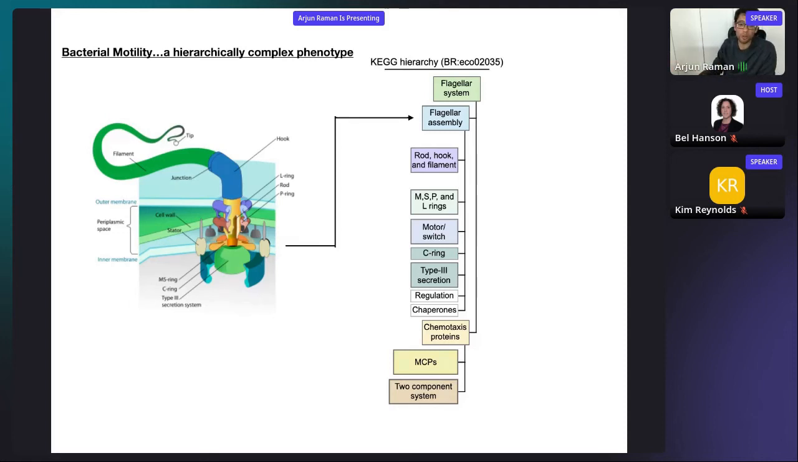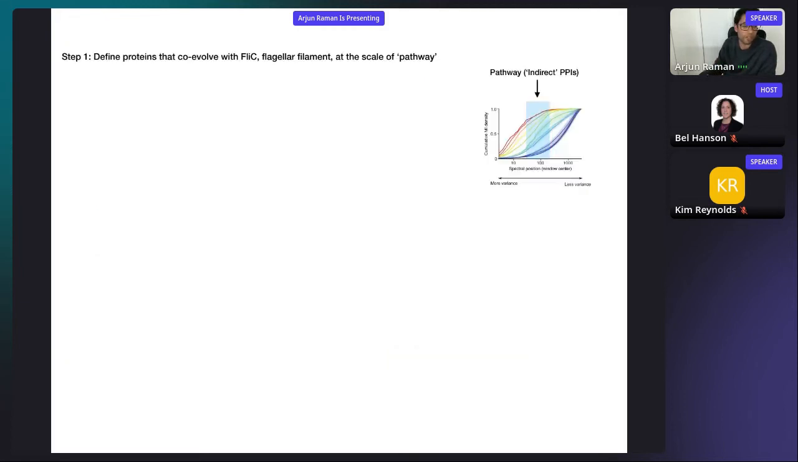So what we wanted to do was wonder, could we actually derive this purely statistically from our data, without knowing any of the biology or any of the underlying functions or structures of any of these modules shown in KEGG? So here was our approach. We know that one particular part of the SVD spectrum specifies indirect protein-protein interactions, pathway level interactions. And so what we wanted to do was define the proteins that co-evolve with a protein that we know is the flagellar filament, FliC. So this is the only biological information that we did use. And we wanted to define all the proteins that co-evolve with this protein at the scale of the pathway, meaning within this region of the SVD spectrum.